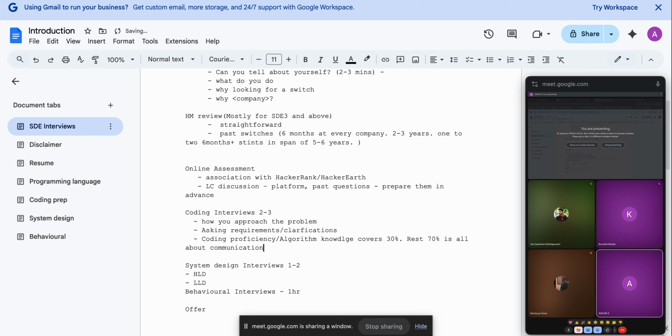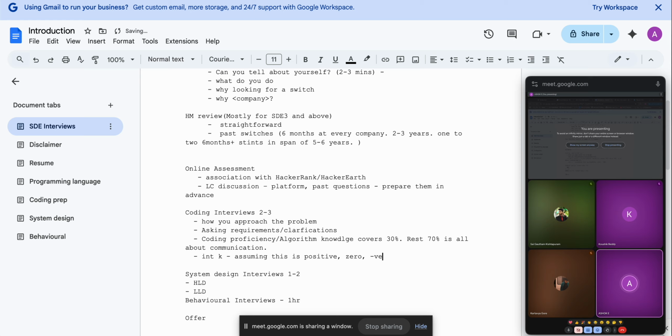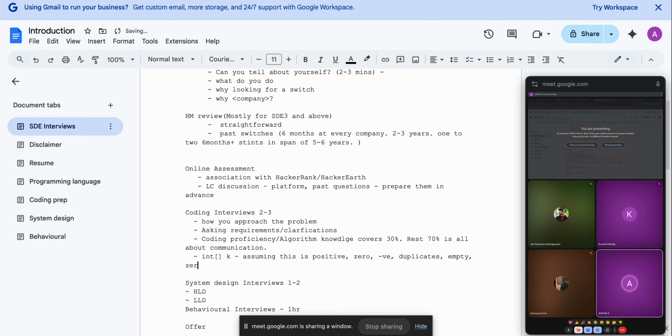communication, right? How do you navigate ambiguity? For example, in a problem, I just say there is an integer k, right? Are you simply assuming that this will be positive, or are you taking care if it is a zero, or if it can be negative, right? Do you clarify all these things? If I say it's an array, do you ask if it can contain duplicates? Can it be empty, right? Can it be all zeros, right? So you need to have all these clarifications.